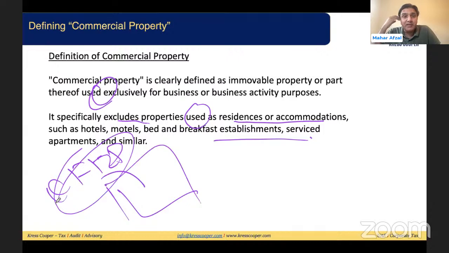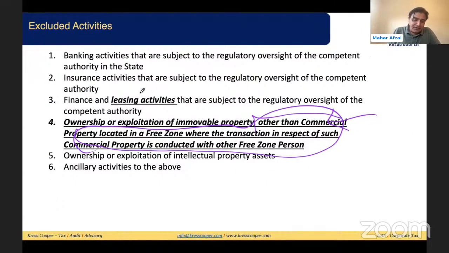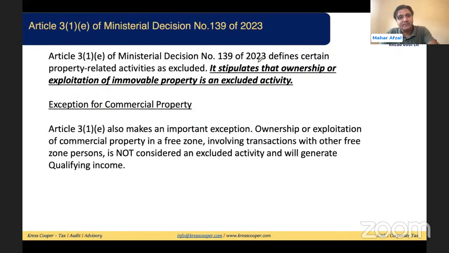Leasing is an excluded activity, but leasing of the commercial property, important thing, going back here, this leasing is an excluded activity. Straightforward, you cannot enjoy 0% corporate tax relief. But leasing of the commercial property is the qualifying activity, subject to the condition that the commercial property is not being used for residential purposes, but is being used for business purposes, and the transaction is being made with another free zone person. So leasing itself is an excluded activity. Leasing of the commercial property, if all these conditions are fulfilled, will be a qualifying activity. It can generate 0% qualifying income.